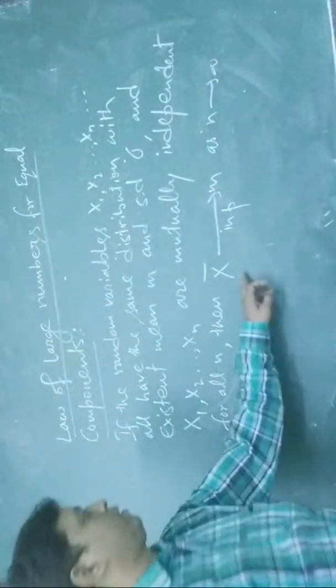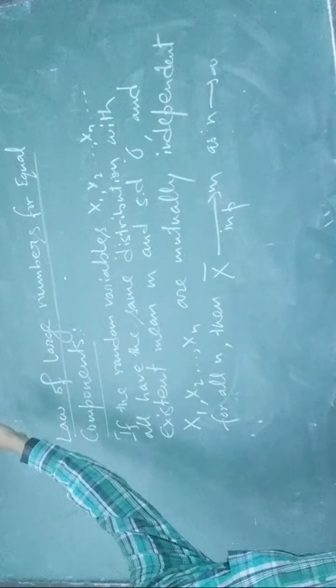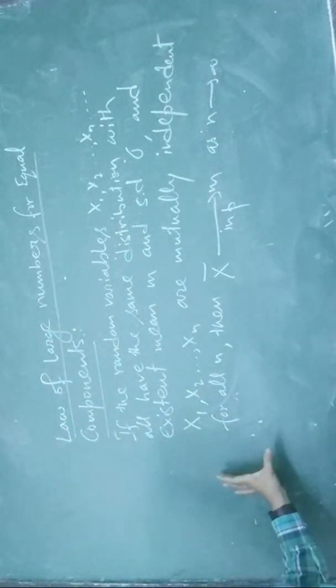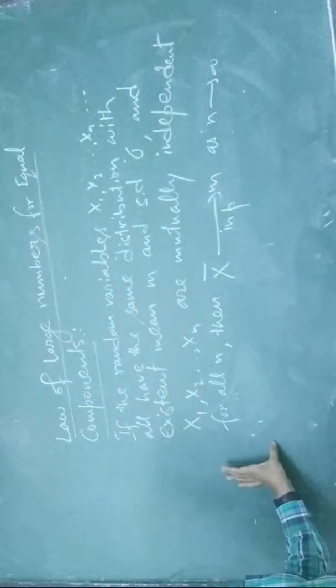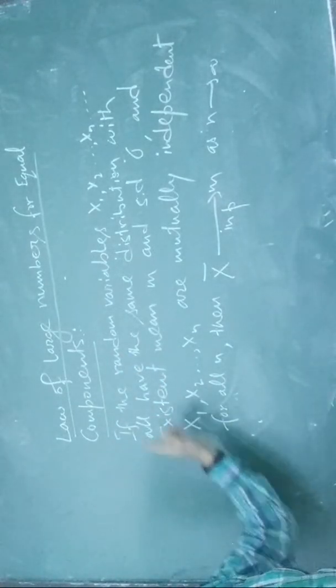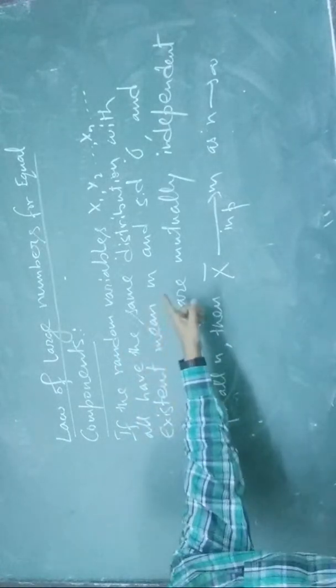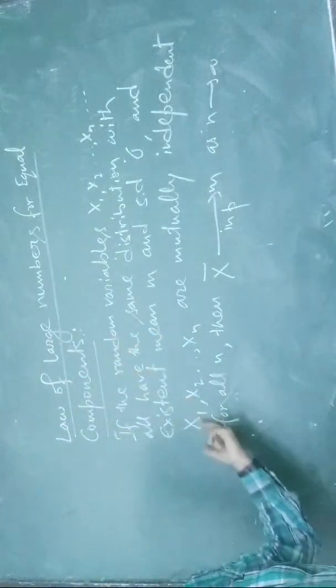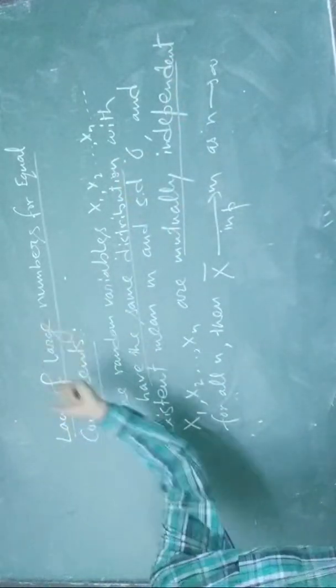What is your x bar? X bar is x1 plus x2 plus xn by n. So this is your law of large numbers for equal components. These two conditions are very important: all have the same distribution and mutually independent. So let's prove this result also.